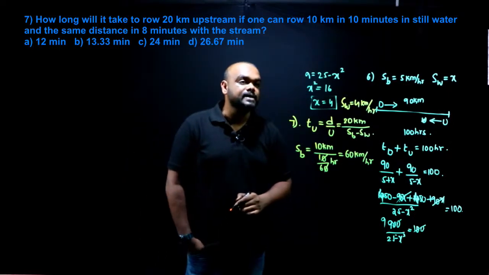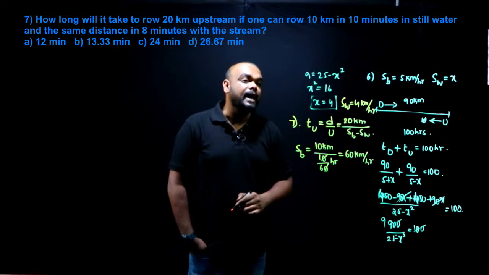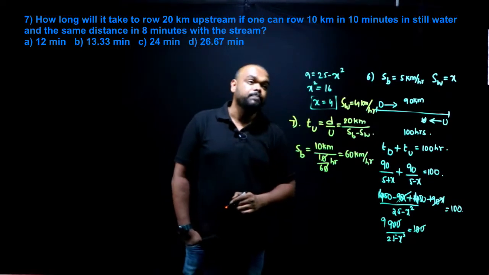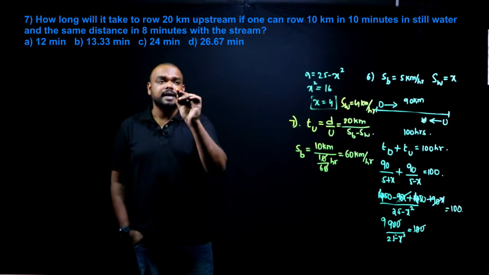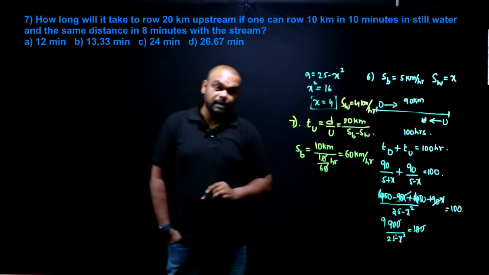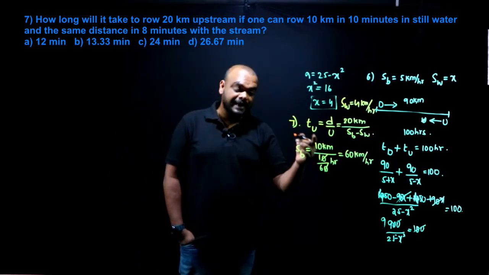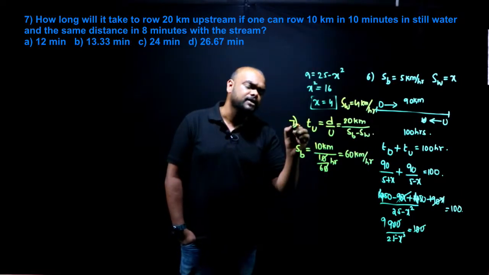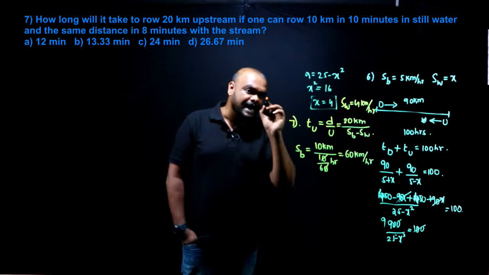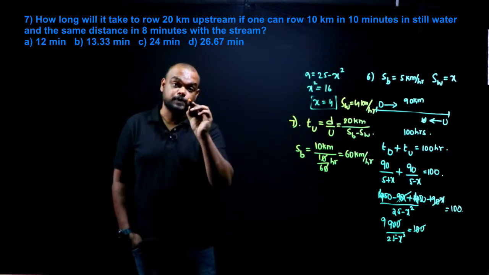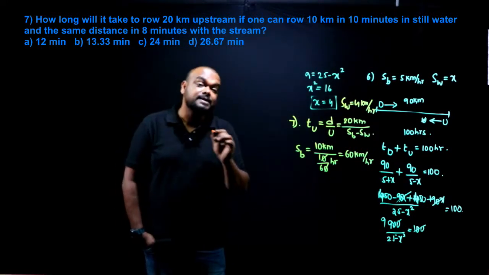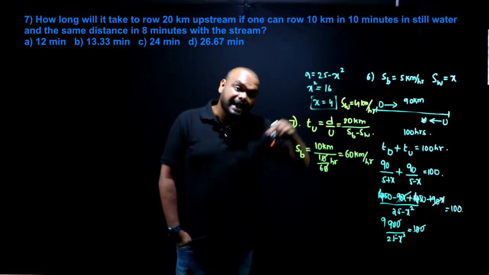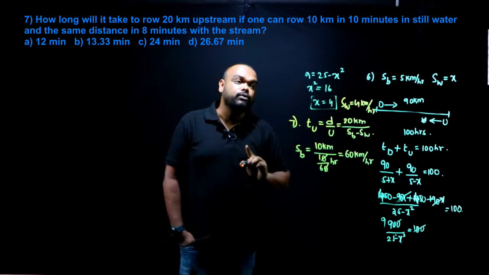Now, what else has he said? And the same distance in 8 minutes with the stream. Same distance means again 10 kilometer with the stream in 8 minutes. Again distance given, time given. What can I calculate? Speed. But which speed? Downstream speed, because he's telling us same distance in the same direction as that of the stream.